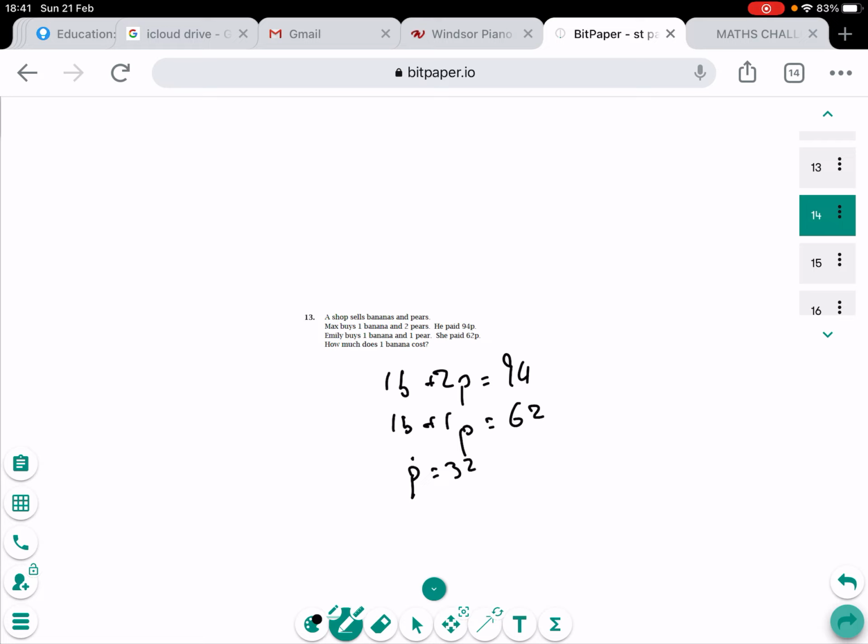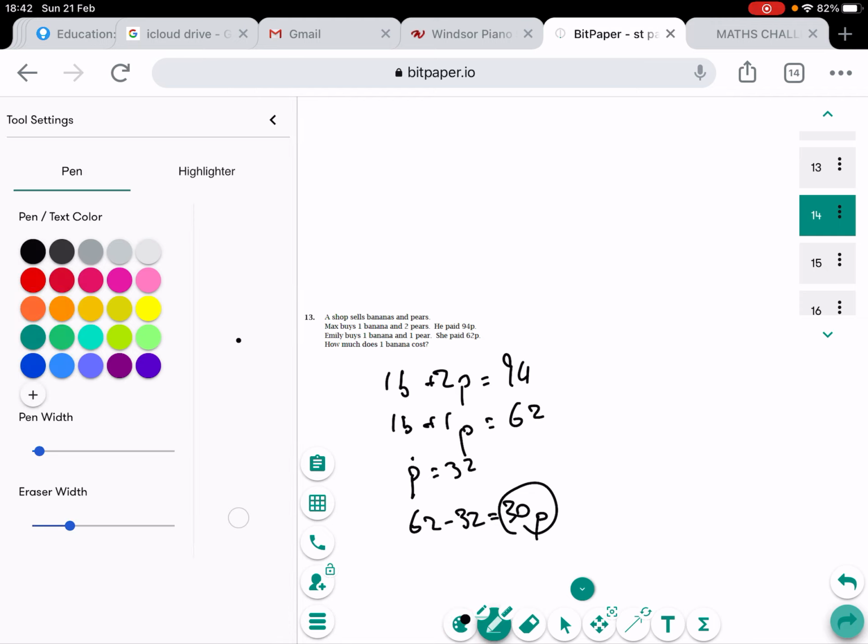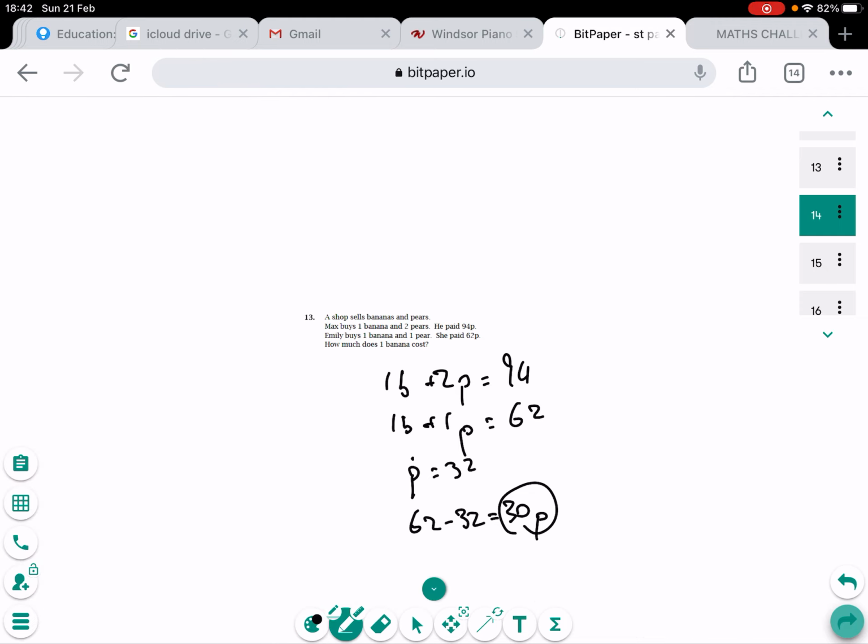So that's that. And Emily buys 1 banana and 1 pear. She paid 62 pence. How much does one cost? So 62 minus 32 equals 30. So that's our 30p. That's our answer for a banana. So yeah, that's the cost of 1 banana, 30 pence.